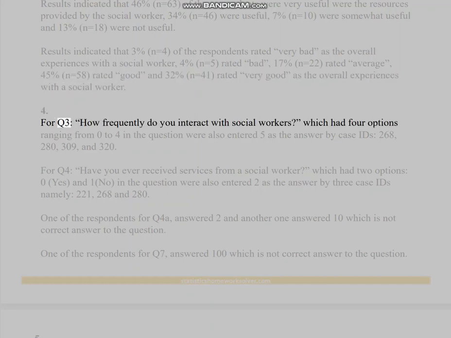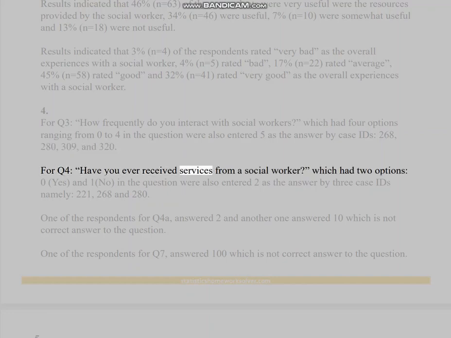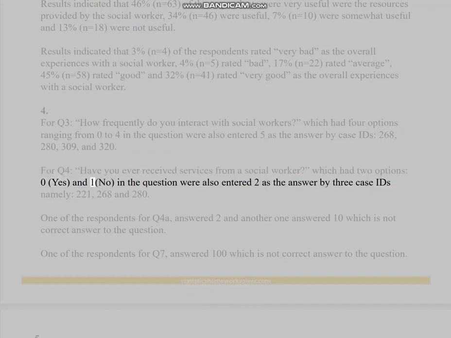4. For Q3, how frequently do you interact with social workers, which had 4 options ranging from 0 to 4, 5 was also entered as the answer by case IDs 268, 280, 309, and 320. For Q4, have you ever received services from a social worker, which had 2 options, 0, yes, and 1, no, 2 was also entered as the answer by 3 case IDs, namely 221, 268 and 280.